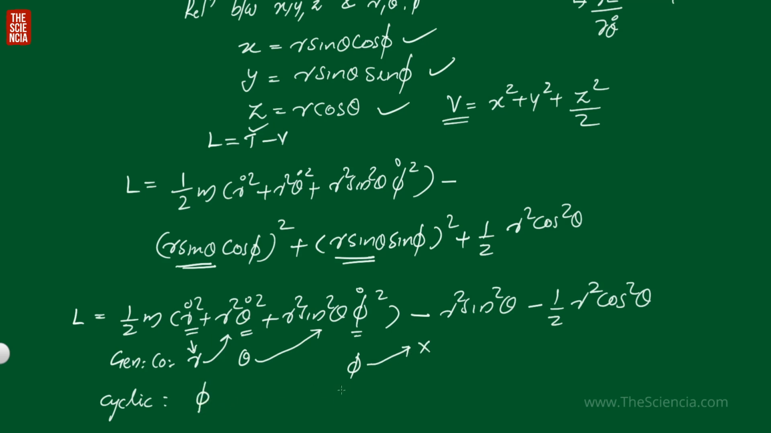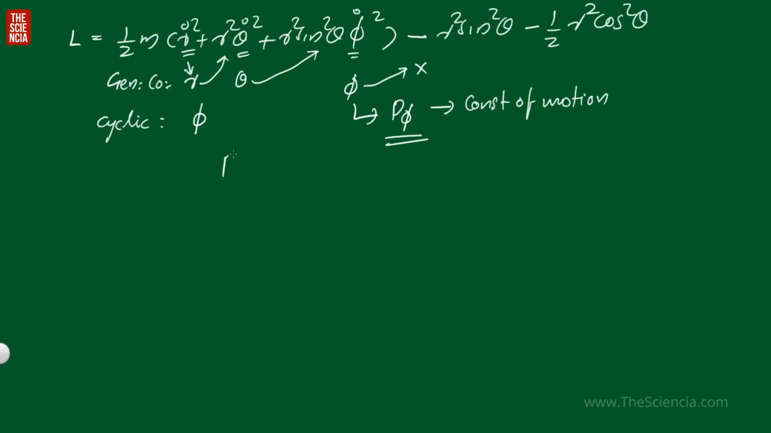Then the corresponding momentum will be a constant of motion. So in this case, P phi will be the constant of motion. And what is the value of P phi? P phi is equal to dou L by dou phi dot. Find out this value, work for you.